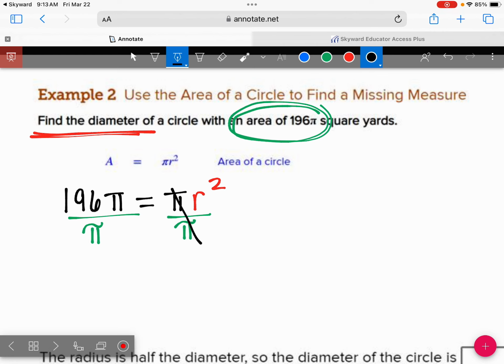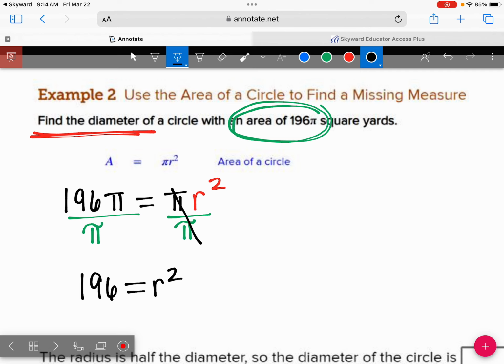So in your calculator, go ahead and divide 196 pi by pi. And you should just get 196. Who got 196? So that equals radius squared. How do you get rid of the square? What's the opposite of a square?